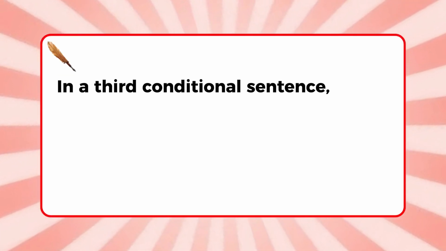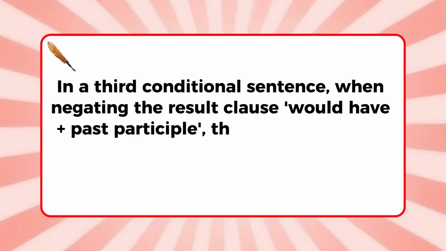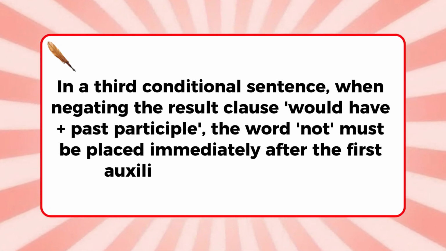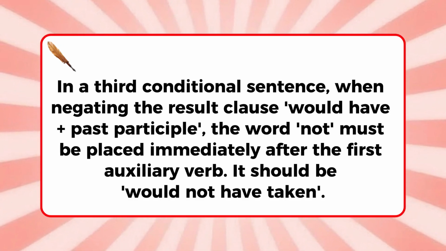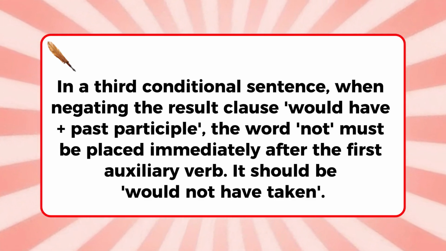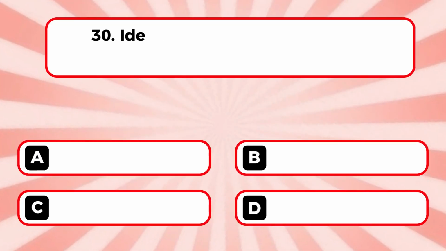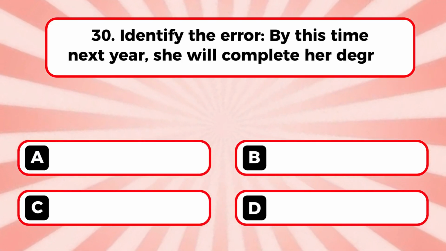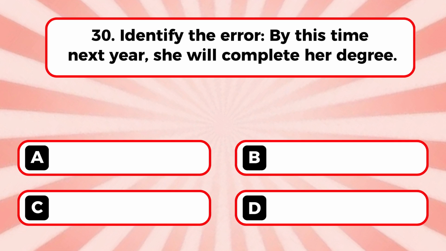In a third conditional sentence, when negating the result clause, would have plus past participle, the word not must be placed immediately after the first auxiliary verb. It should be would not have taken. 30. Identify the error. By this time next year, she will complete her degree.